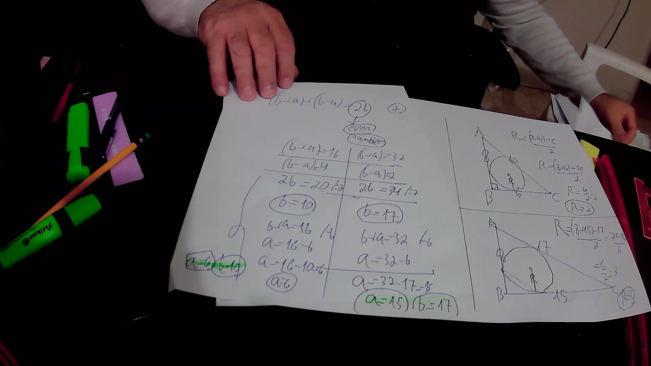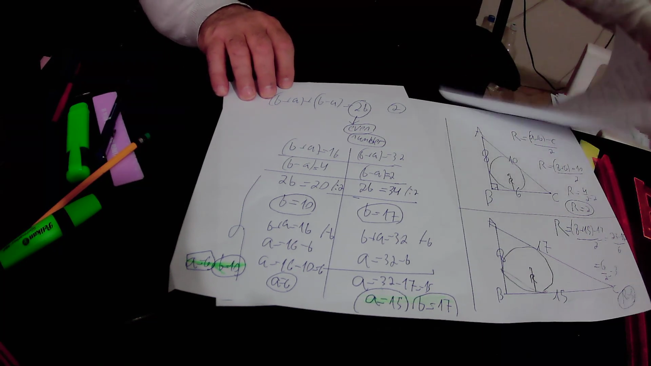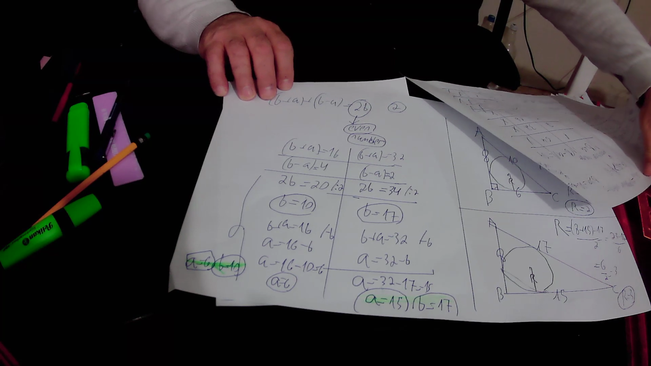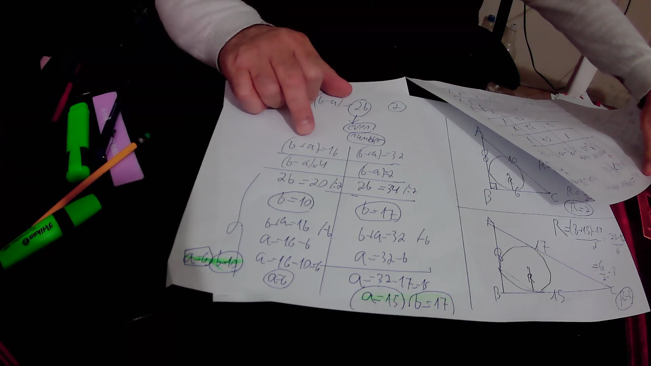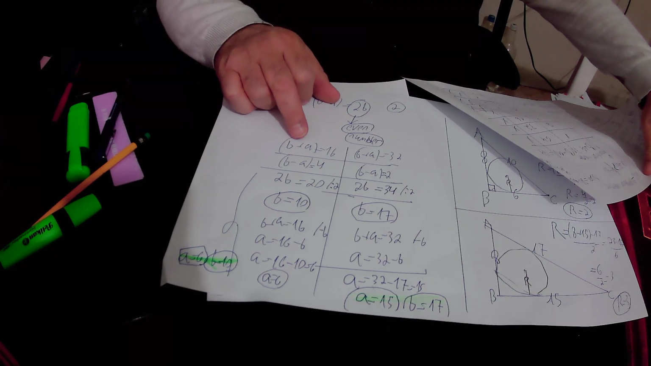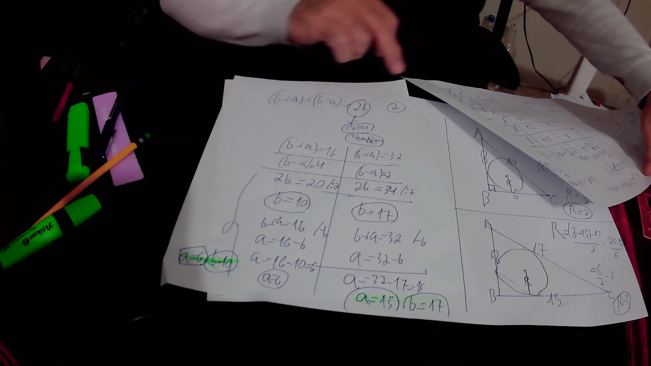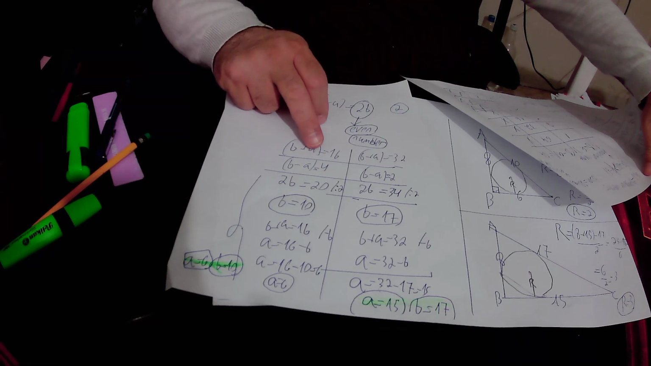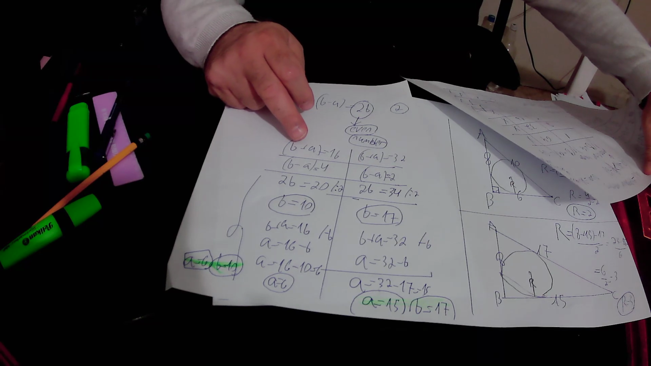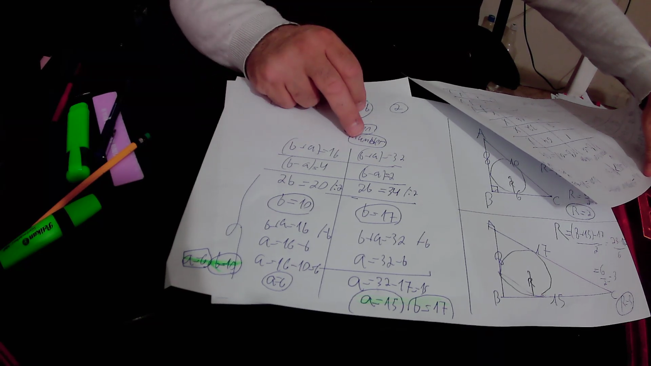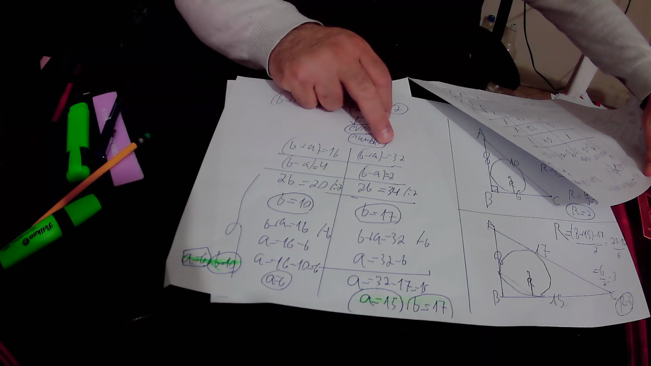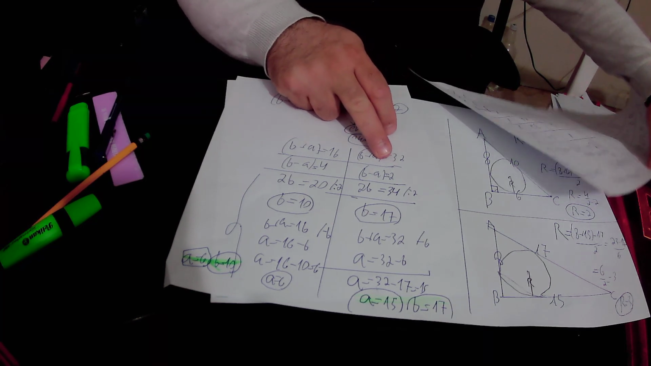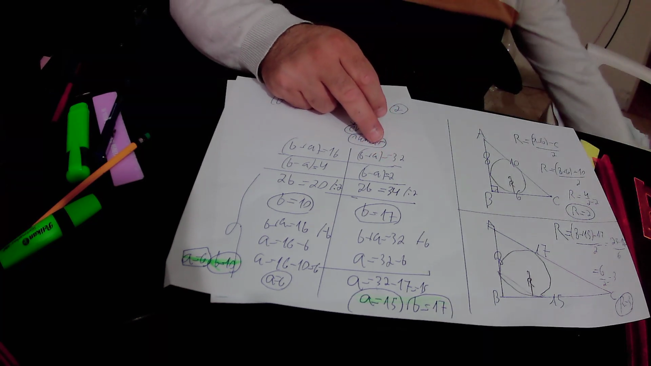So the first option is that b plus a equals 16 and b minus a equals 4. This is the first option, and the second option is that b plus a equals 32 and b minus a equals 2.